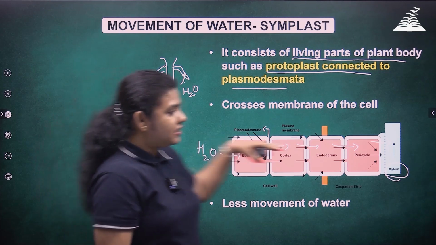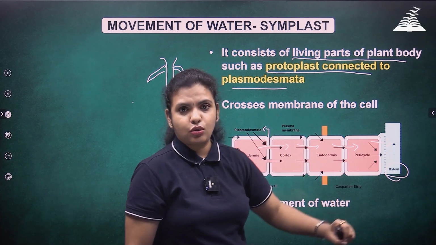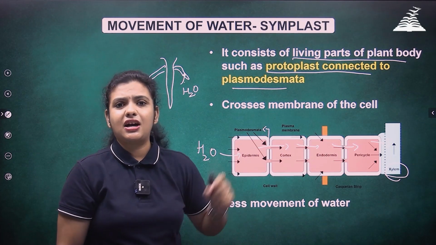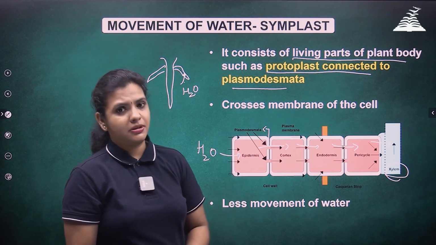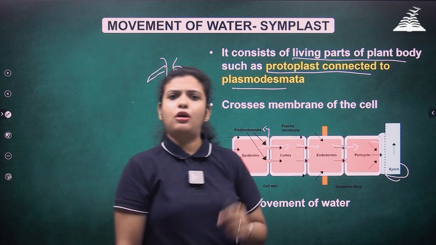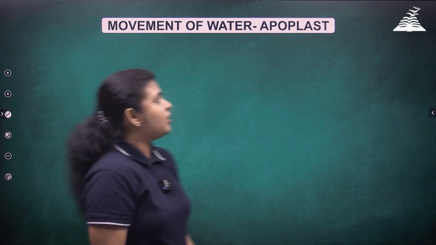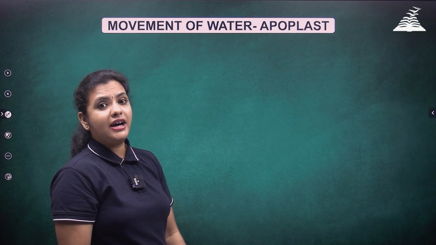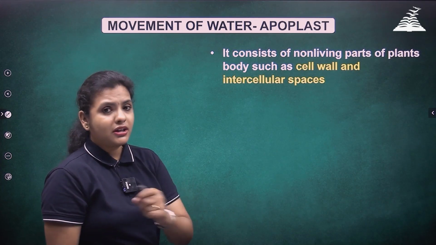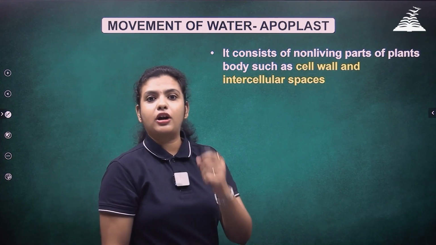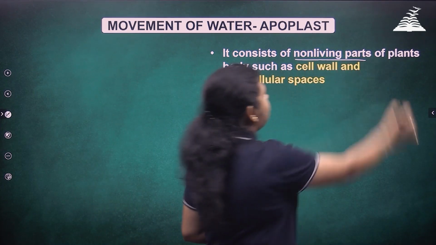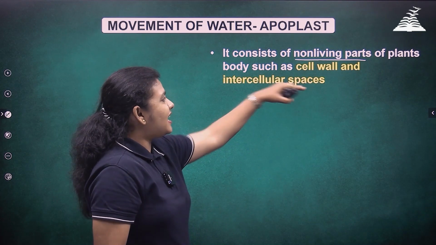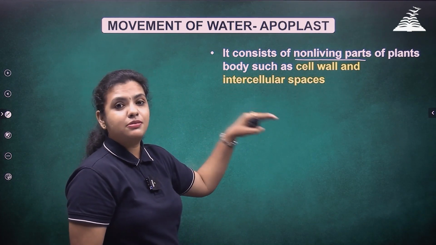Although water is being transported in a direct route, very, very less amount of water is being transported by the mechanism of symplast. Then how is maximum amount of water being transported? We have another mechanism called apoplast. What are the words that you need to remember for apoplast? It consists of non-living parts of the plant, such as cell wall and intercellular spaces.